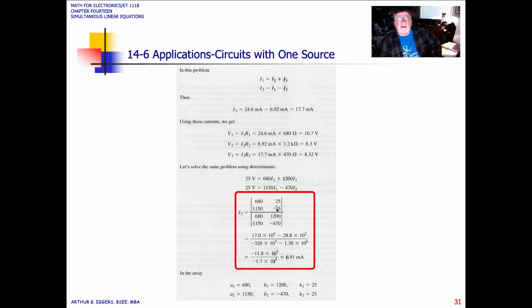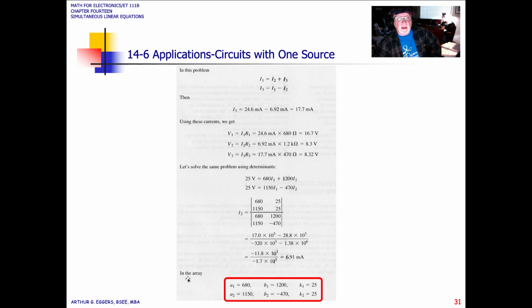So you recall this times this minus this times this. We've got that shown in the expansion here for our next step, and are able to solve using the determinant method: I2 as 6.91 milliamps. So if we take a look at the array, just as we chose from the expansion up here, each of these terms, A1, B1, K1, A2, B2, K2, are the elements of each of those expressions.